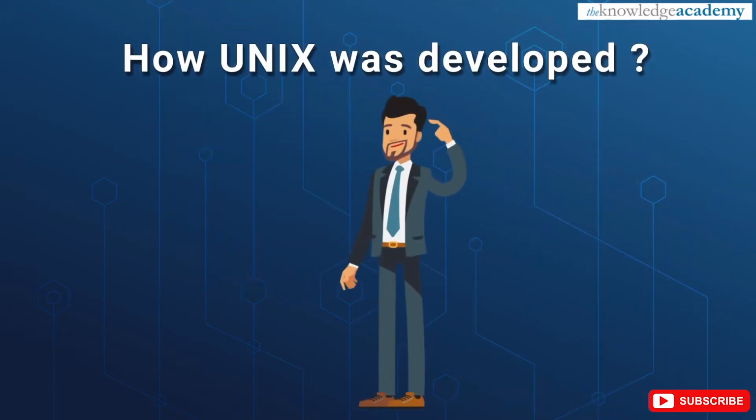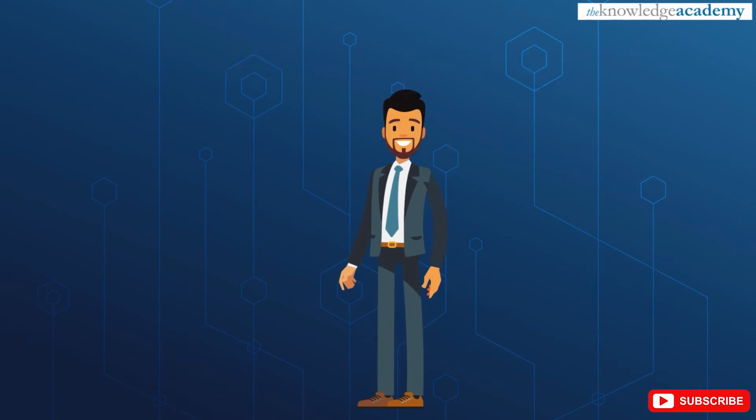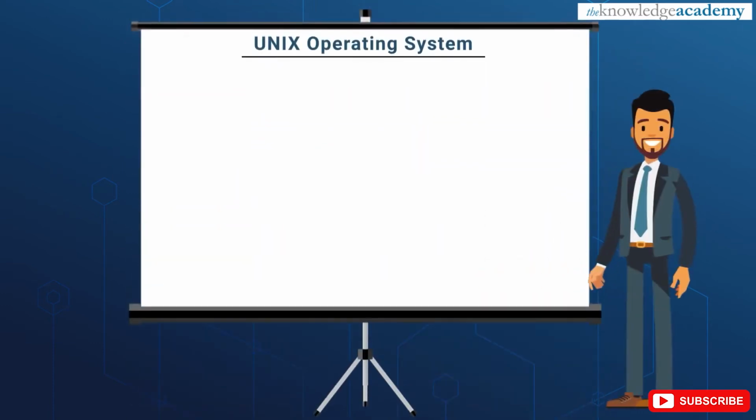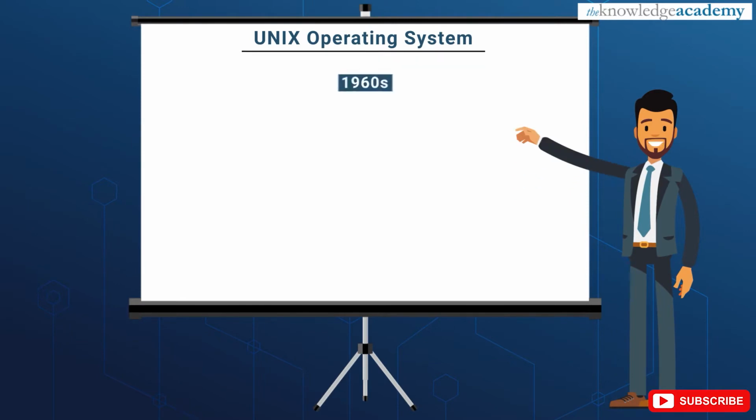Have you wondered how Unix was developed? Let's now find out the history of the Unix operating system. In the late 1960s, researchers from General Electric, MIT and Bell Labs started a joint project for developing an ambitious multi-user, multitasking operating system for mainframe computers known as Multics, Multiplexed Information and Computing System. But this failed. However, Ken Thompson, who was a researcher at Bell Labs, got inspired by this and decided to write a simple operating system by himself.